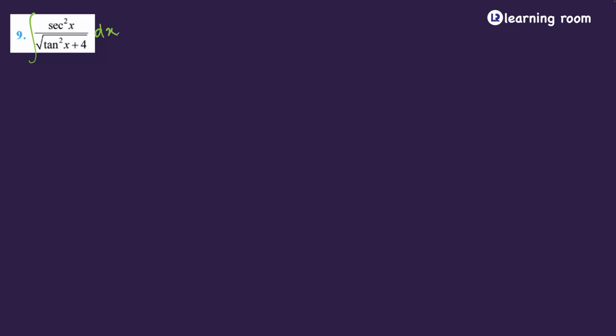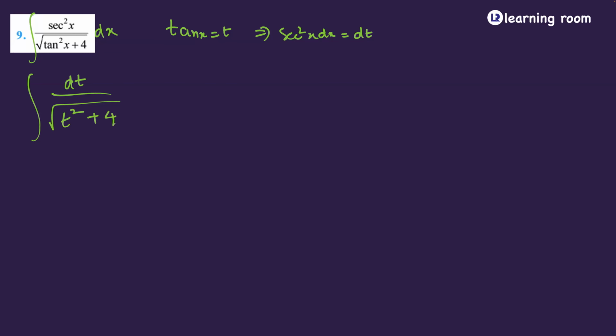So the next question is integral of secant square x divided by root of tan square x plus 4. So since the numerator is secant square x, remember secant square is a derivative of tan and the denominator has tan in it. So what you can do is you can put tan x is equal to t, that implies secant square x dx is equal to dt. So this will get converted as integral of dt divided by root of t square plus 4.